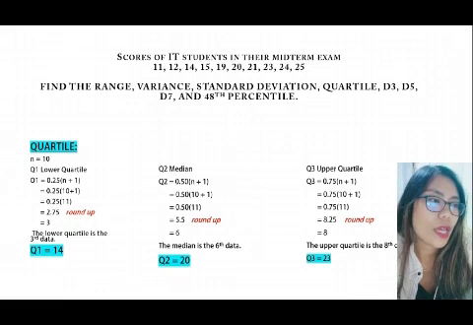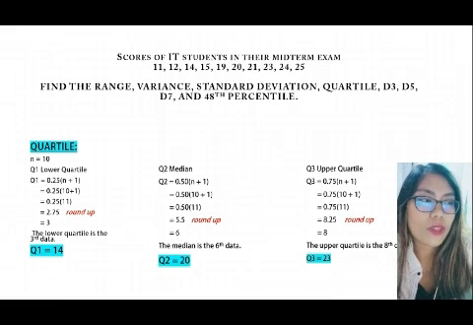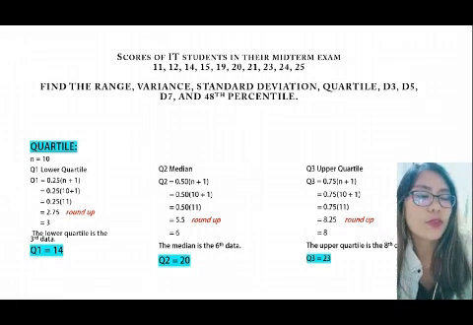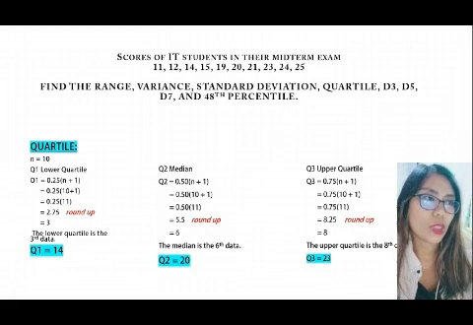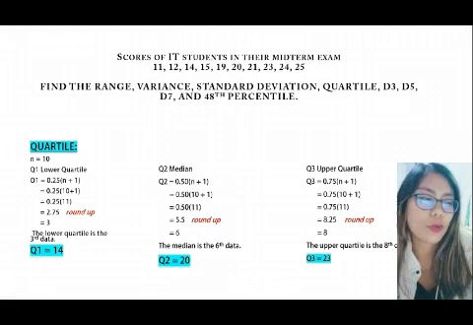Same with the upper quartile, you're going to use 0.75 times n plus 1. It's equivalent to 0.75 times 10 plus 1, 0.75 times 11. You get 8.25, and you're going to round it, it will become 8. So the 8th data was 23. So Q3 is equivalent to 23.